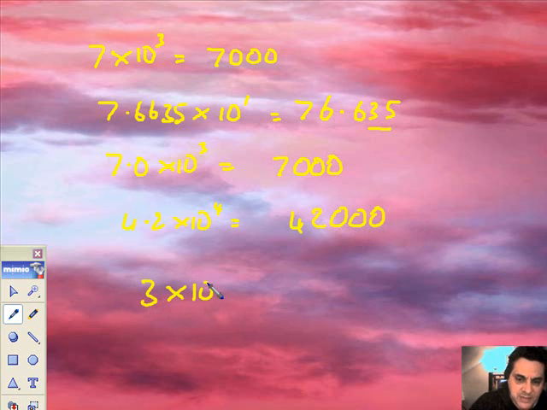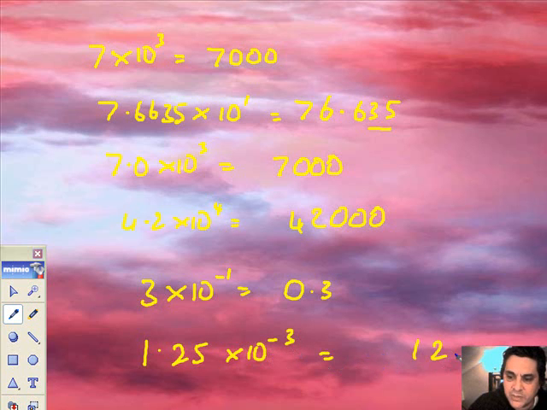Let's just try one of these. So 3 times 10 to the power of -1. So you take your 3 and go back one place. Alright? So we've got 0.3. We'll try this one. 1.25 times 10 to the power of -3. So let's just take our 1, 2, 5. Take the point and go back 3 places. 1, 2, 3. Now we put our point. Alright? Just study that. Now, that's our answer.